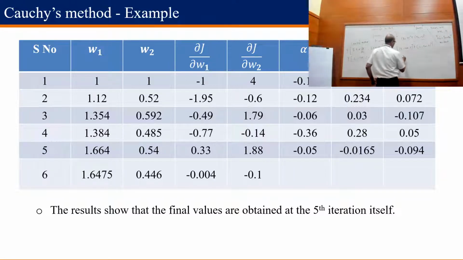So 36 into (1 minus 2 alpha) whole square, because 6 into 6 is 36, into (1 minus 2 alpha). Plus 16 into (1 minus 2 alpha) whole square. So I think y is something like 52.